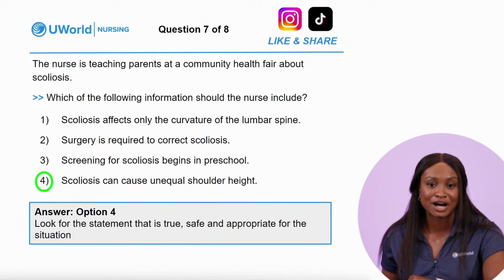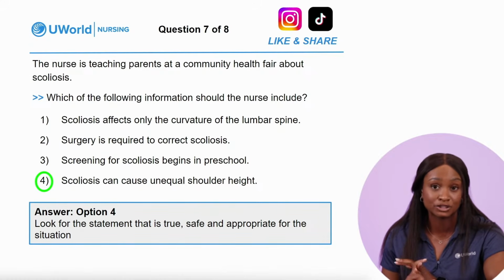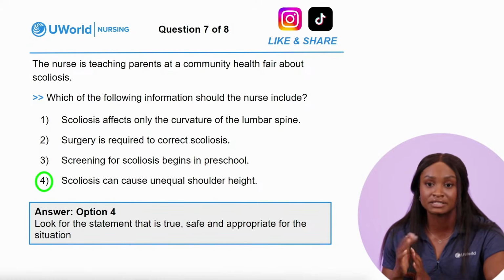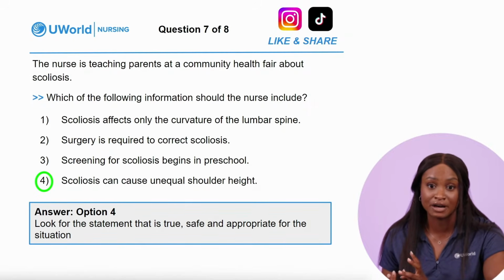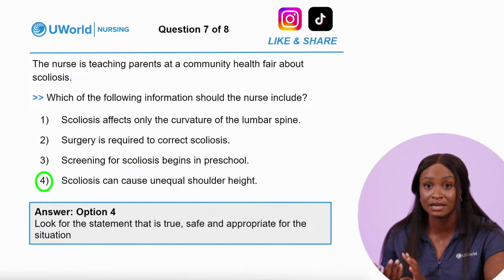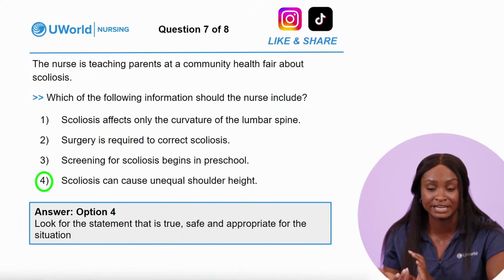Correct answer is option 4. Scoliosis can cause unequal shoulder height. So we are looking for the true statement in this case, and option 4 is the only one that is actually true. Scoliosis doesn't only affect the lumbar spine as in option 1, it can affect the hips, it can affect the shoulders, obviously. So there are other things that come into play. Option 2, surgery is not the only way to correct scoliosis. You see braces as well to help realign the spine. So surgery is not your only intervention.